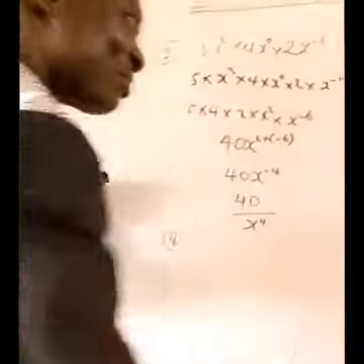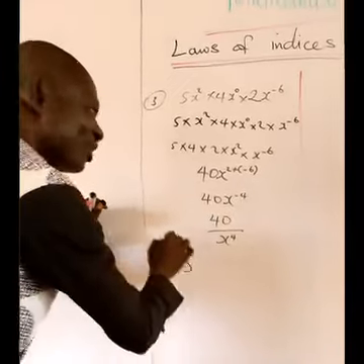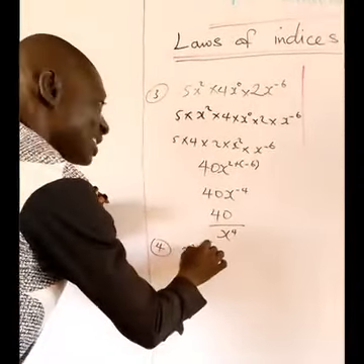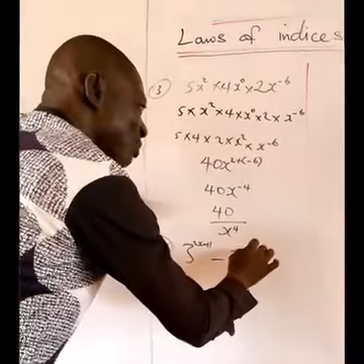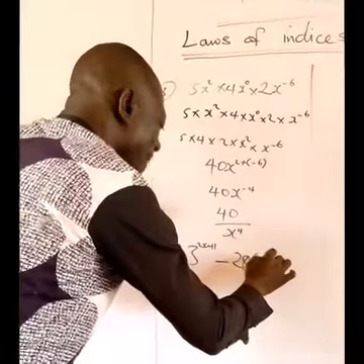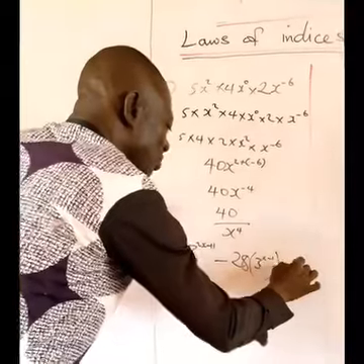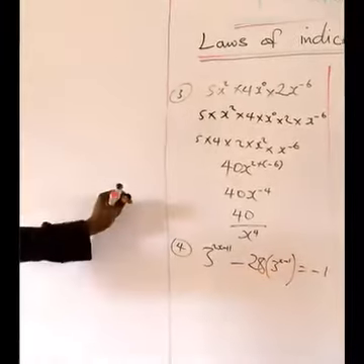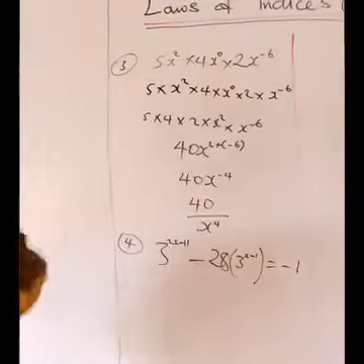Create a system that will accept all the bases here. And so we have 3 raised to power 2x plus 1 minus 28 times 3 raised to power x minus 1, before we say it's equal to minus 1. Alright, we have seen 3 raised to power a number here, so we try to work on that.